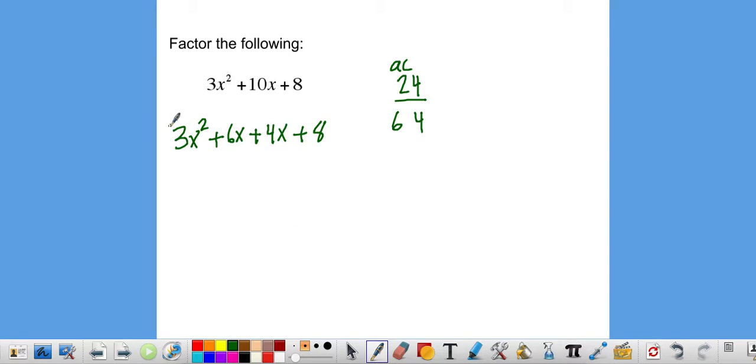Now we group those. Last time I did this as a separate line, but I'm going to go ahead and just do this, put parentheses in, and then we factor.